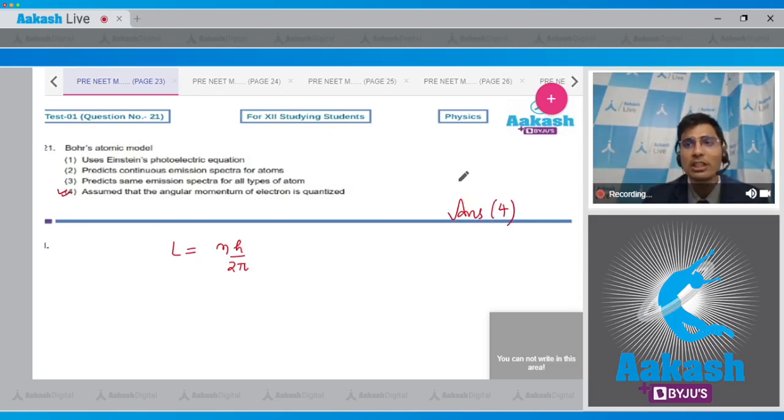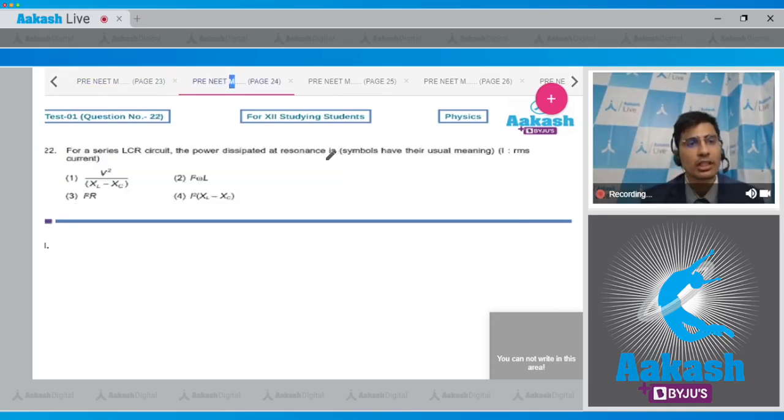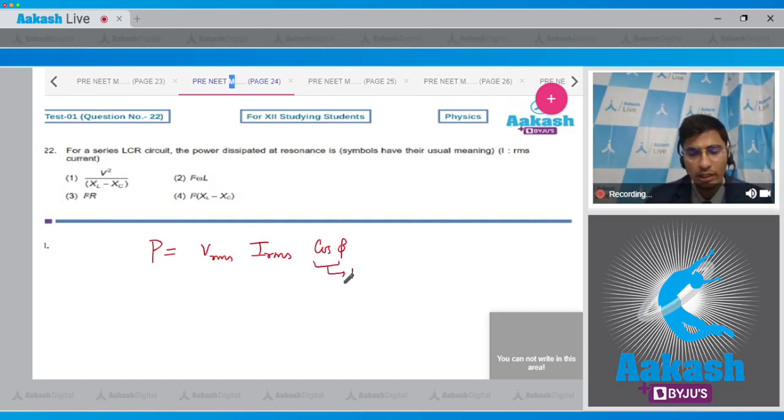Moving on to the question number 22. Question 22 says, for a series LCR circuit, the power dissipated at resonance, the symbols have the usual meaning, and I is the RMS current. Now, dear student, the power is given as VRMS into IRMS into cos phi, where cos phi is the power factor. The cos phi is equal to 1 in case of resonance.